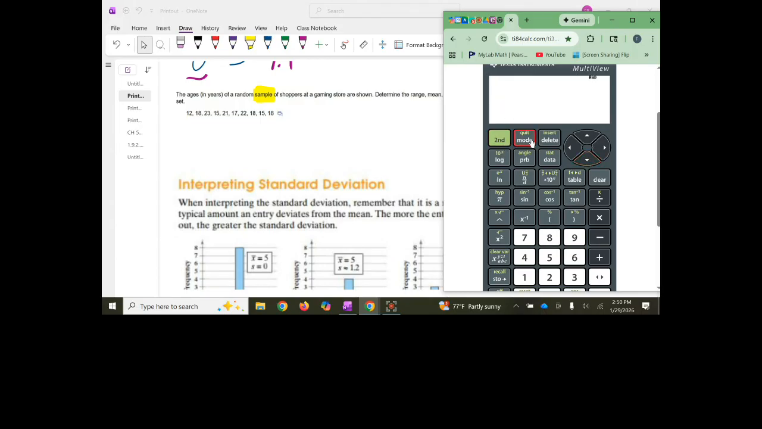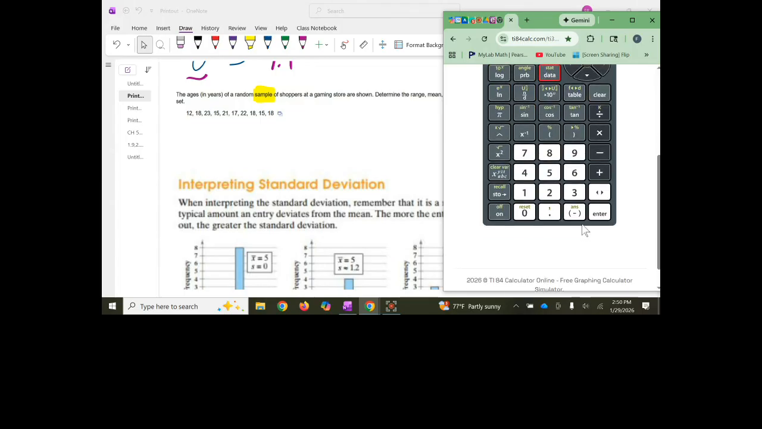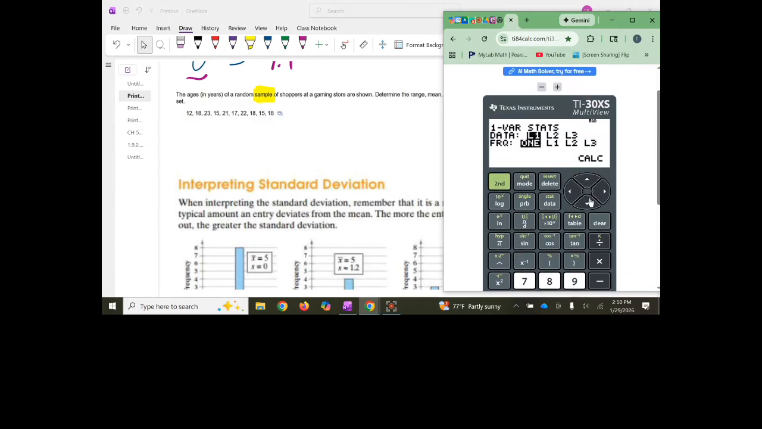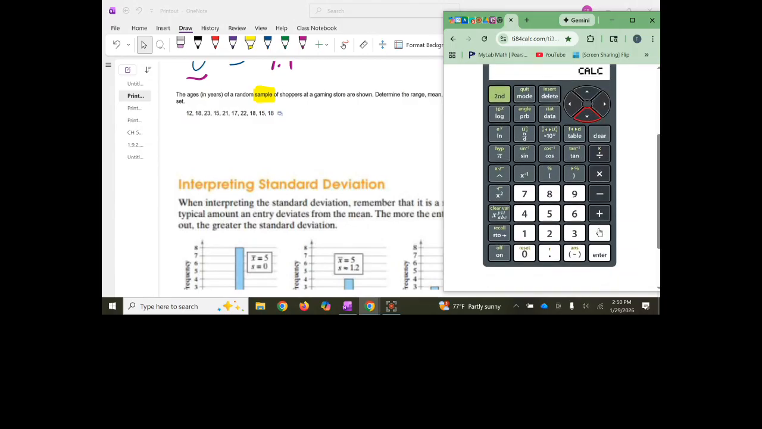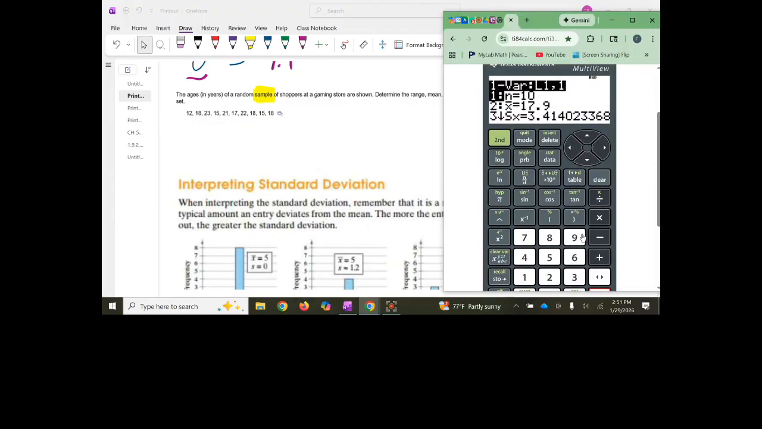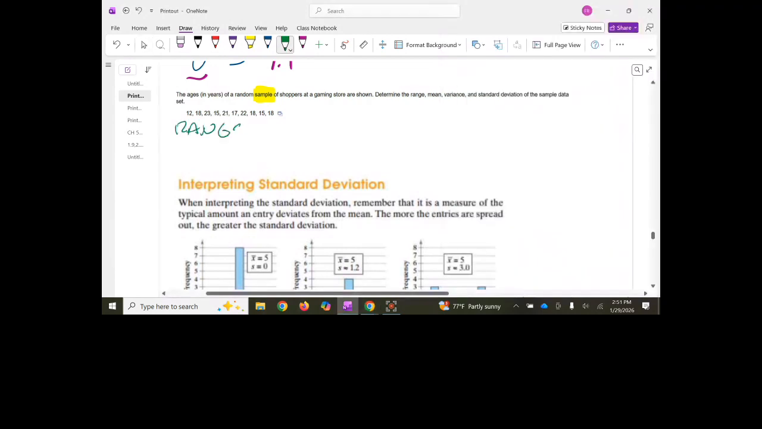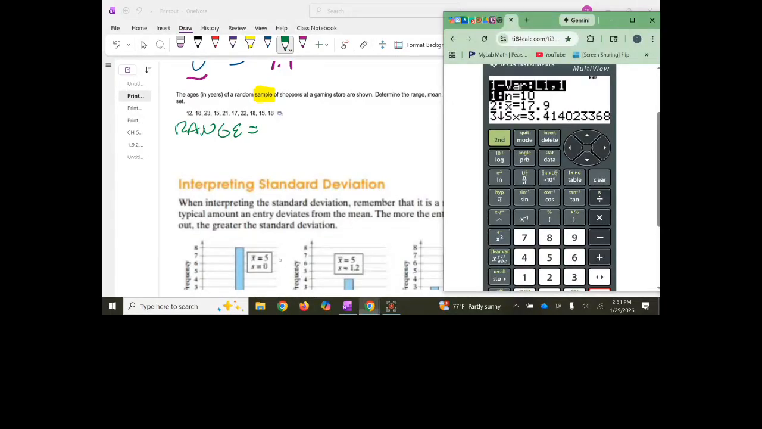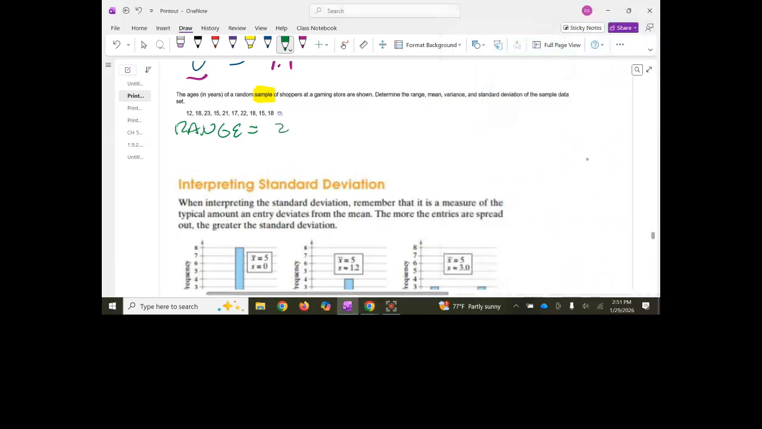Second quit. I want to get to my stats feature. So I'm going to go second stats, enter on number 1, and scroll down till I hit calculate, then hit enter. Let's figure out what we got. First thing, just like before, it's asked me for the range. Remember, the range is the biggest number minus the smallest. The biggest number was 23. Smallest was 12. 23 minus 12 should be 11.